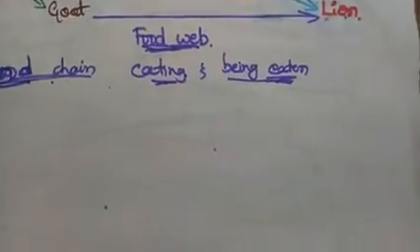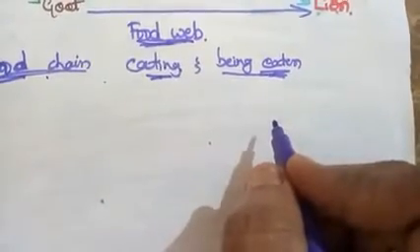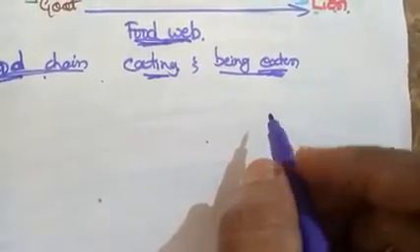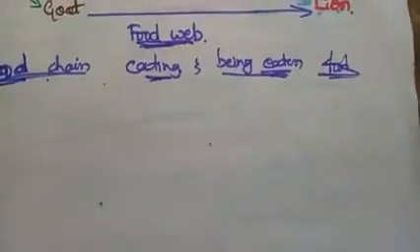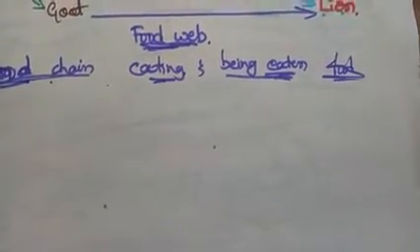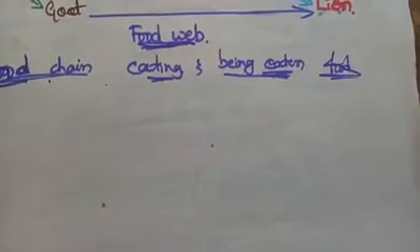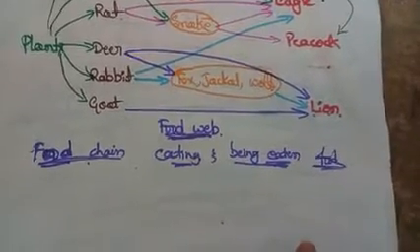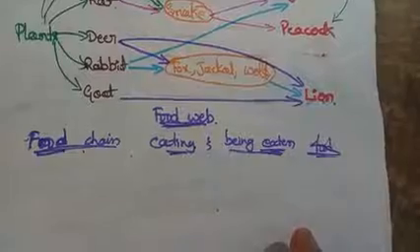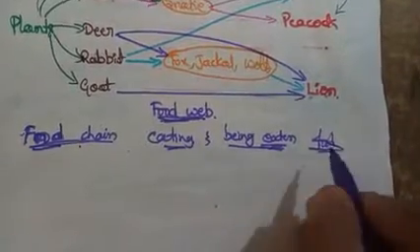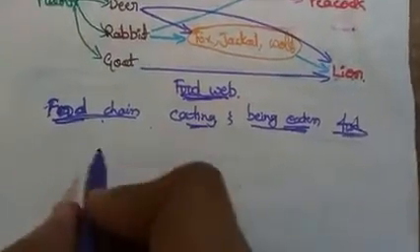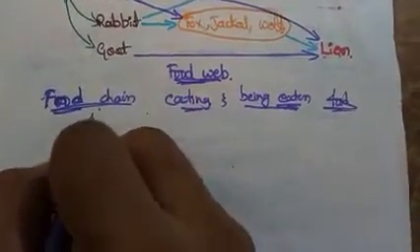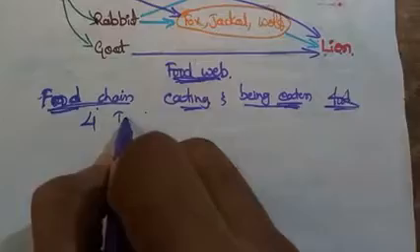So in a food chain, energy flow is in the form of food. So energy is transferred in the form of food. So in a food chain, food material or a food energy is transferred from one trophic level to the another trophic level, right? So here in a simple food chain we can see 4 trophic levels.